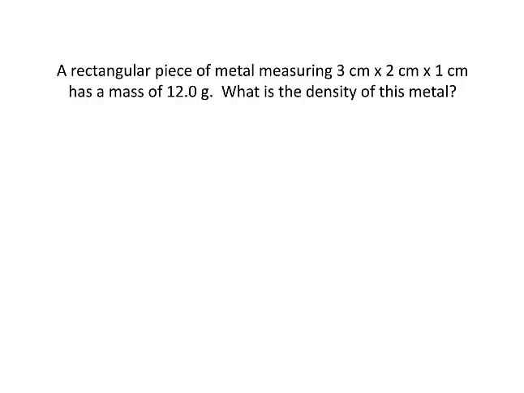First off, a rectangular piece of metal measuring 3 centimeters by 2 centimeters by 1 centimeter has a mass of 12.0 grams. What is the density of this metal? Well, first, we know the mass is 12.0 grams. We need to find the volume. Well, we have the length, the width, and the height. We know it's 3 centimeters by 2 centimeters by 1 centimeter, so we'll say the volume is 3 centimeters by 2 centimeters by 1 centimeter equals 6.